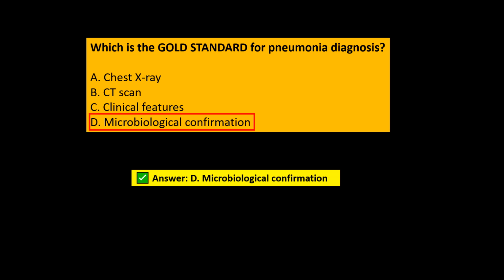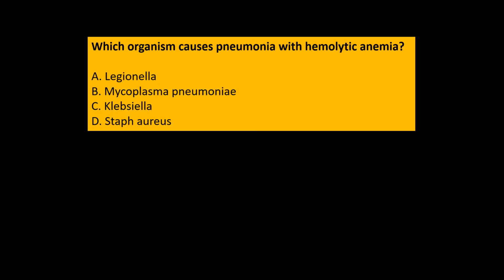So the gold standard is microbiological confirmation, because only with this can we go for the specific antibiotic choice. So when you are asked about the gold standard method, what is the specific investigation for pneumonia? The answer is microbiological confirmation. Okay, we'll move to the next question.